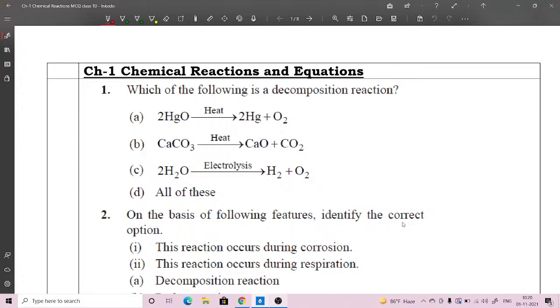As you know, these days students are preparing for the coming term 1 examination. So to make it simple, I have come up with an MCQ series for class 10 science. In today's session, we are going to tackle the most important MCQs from the class 10 topics. Let's begin with chapter 1, chemical reactions and equations.